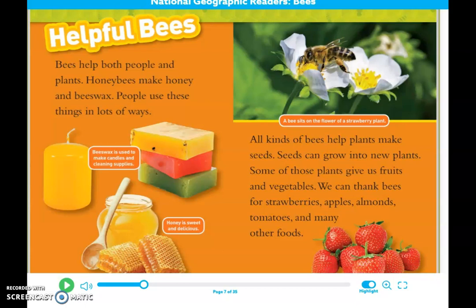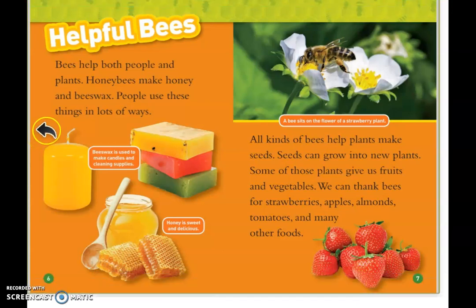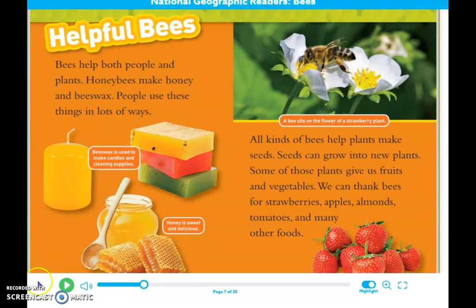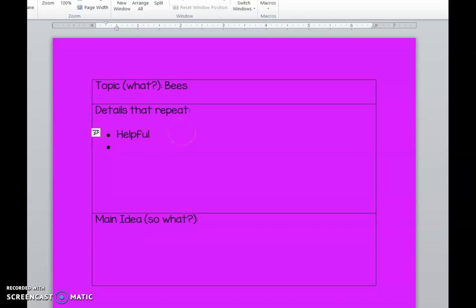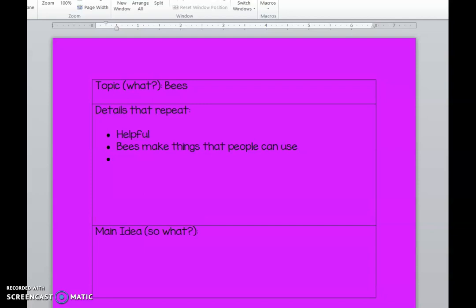Honeybees make honey and beeswax. People use these things in lots of ways. Oh, well, that again connects back to this first sentence about bees helping people. Bees help people because they make things that people use. I can go back and add that detail too. Bees make things that people can use.